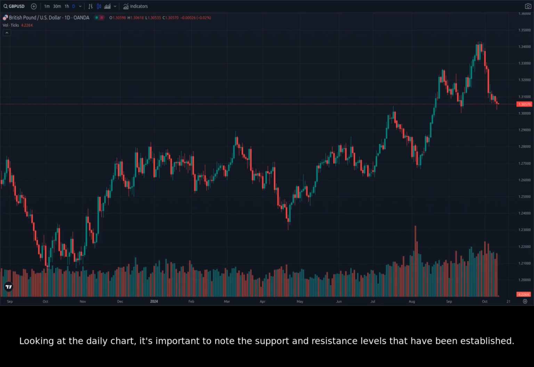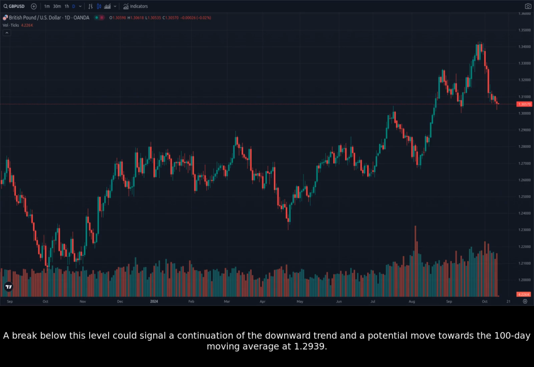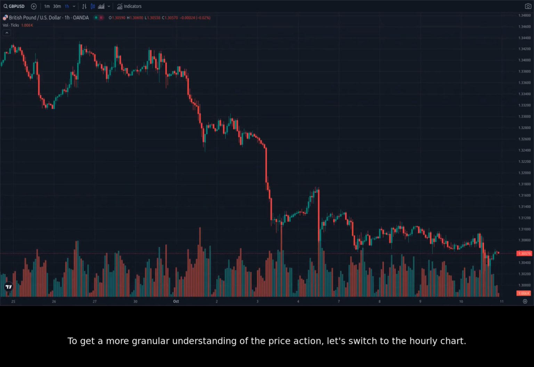Looking at the daily chart, it's important to note the support and resistance levels that have been established. The 1.3142 level is a key resistance level, as it represents the recent high. The 1.3000 level is a key support level, as it represents the September swing low and the July high. A break below this level could signal a continuation of the downward trend and a potential move towards the 100-day moving average at 1.2939.